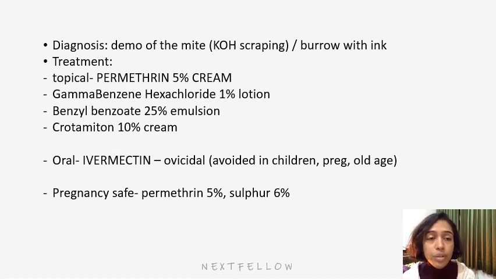Treatment, most important, most commonly used treatment is permethrin 5%, which comes in a cream form. Okay, other less commonly used drugs are gamma benzene hexachloride 1%, benzyl benzoate 25%, and crotamiton 10%. Oral medication is ivermectin, which is ovicidal. That means it kills the eggs as well. So this is also important in scabies treatment.